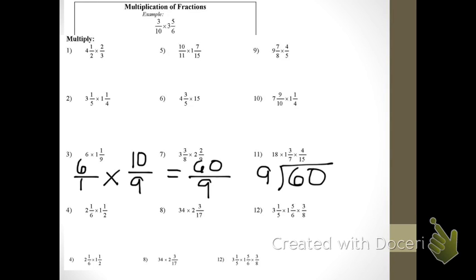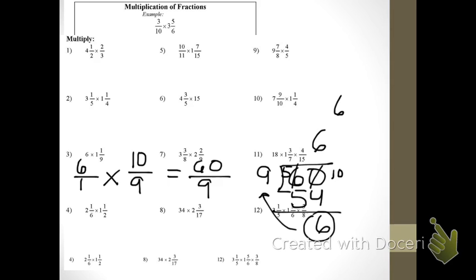9 does not go into 6, but it does go into 66 times. 6 times 9 is 54. I have to borrow, so this becomes 10. And I have 6 left over. And we're done because 6 is less than 9.